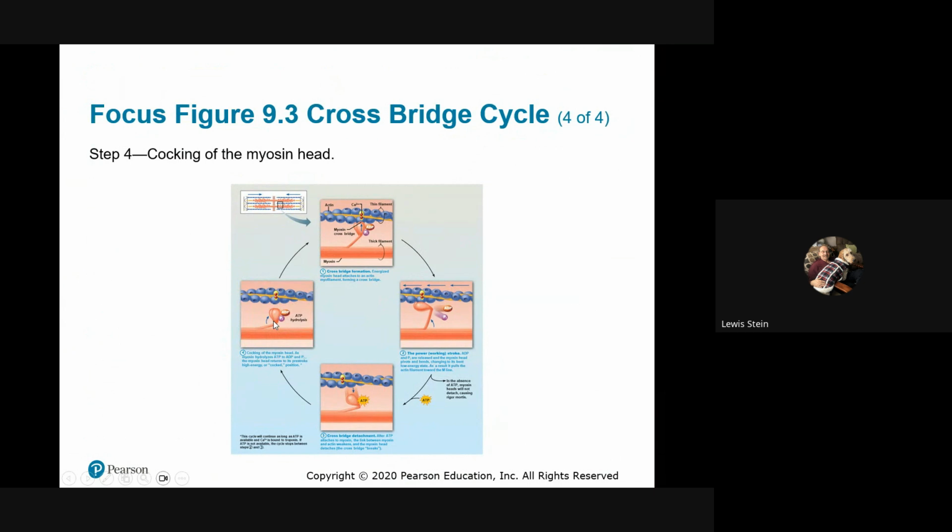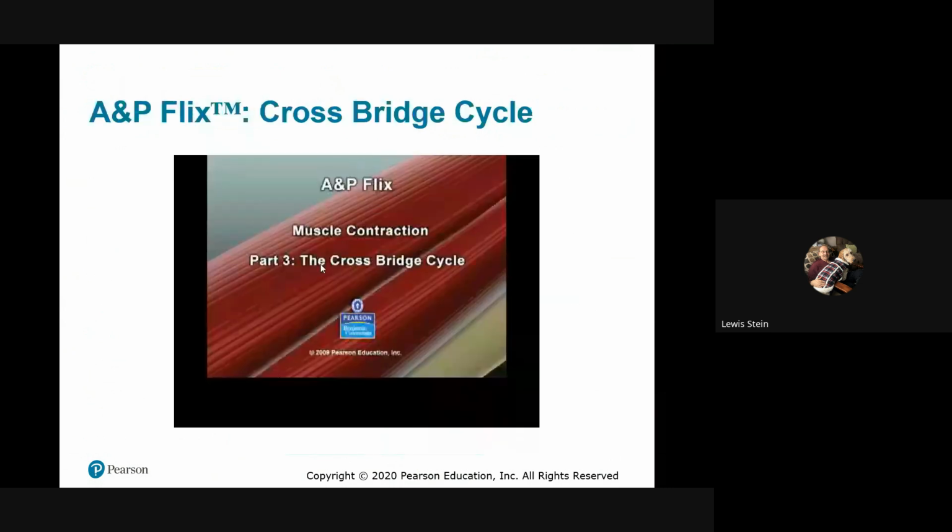You're going to see the animation will talk about hydrolyzing the ATP, etc., etc. It just is sufficient for your purposes to know that the ATP causes this to detach. Voila. Hard one.